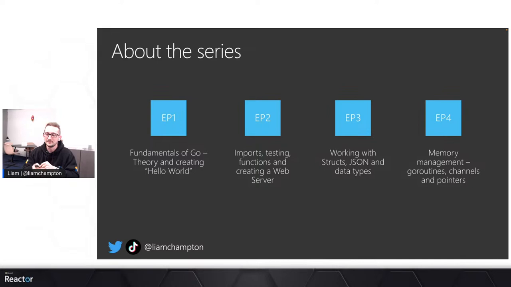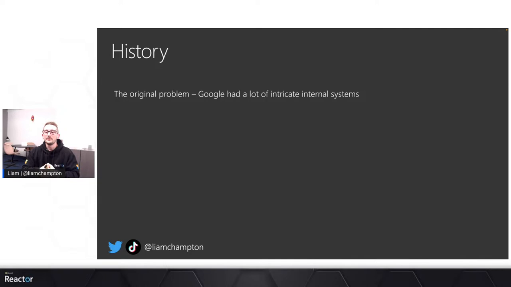So let's start with the history of Go. The original problem that Google had was it had a really intricate set of systems, or so the story goes. They had a really big monolithic code base, which was quite difficult to maintain. It just wasn't really serving a purpose. Now, this is in 2000 and pre-2007 kind of time, right?